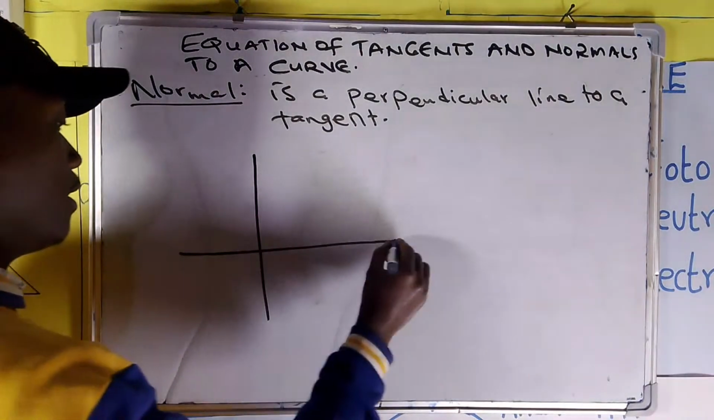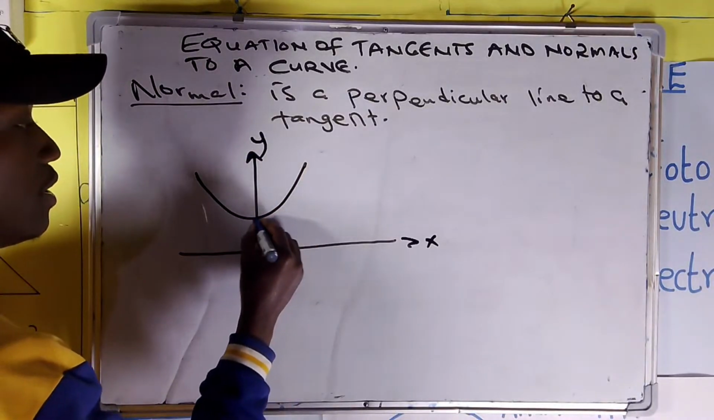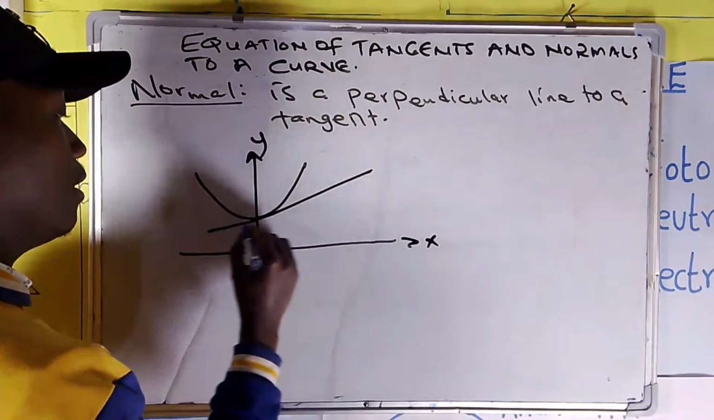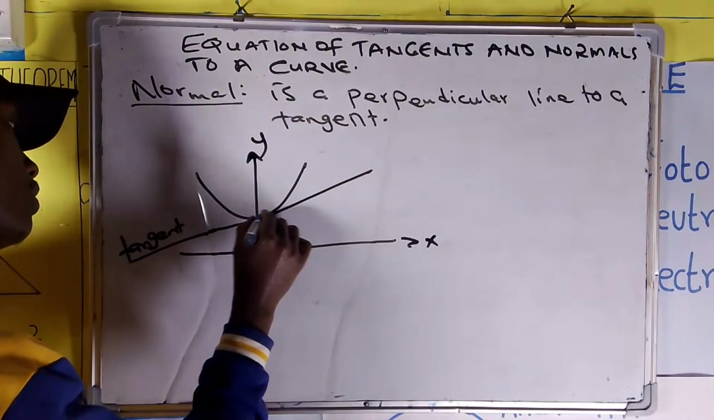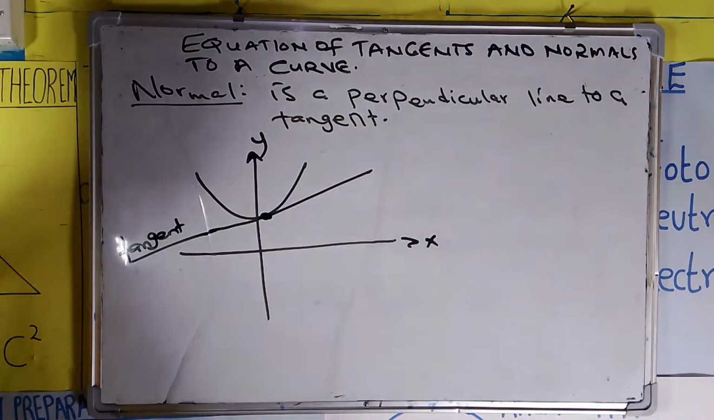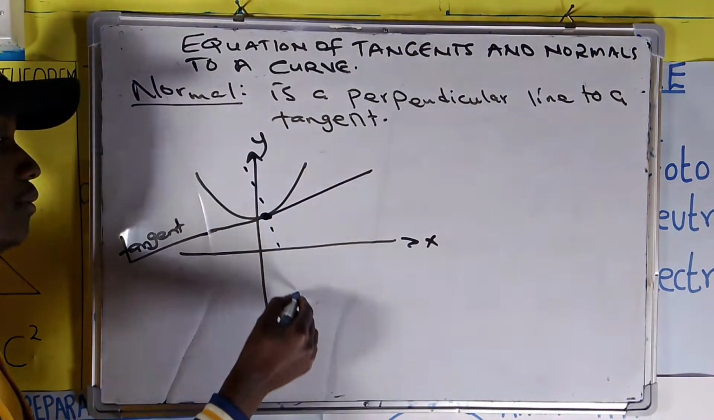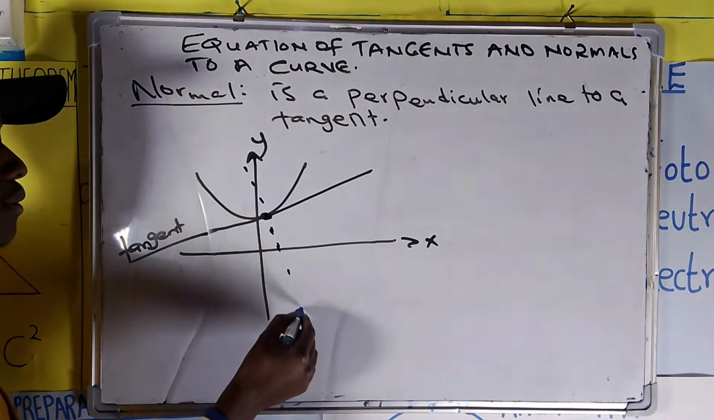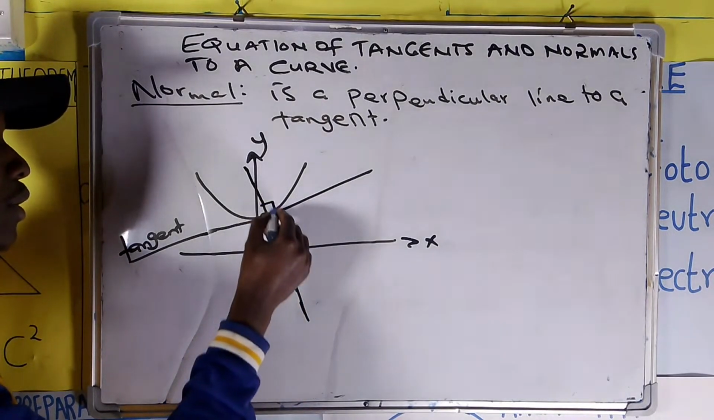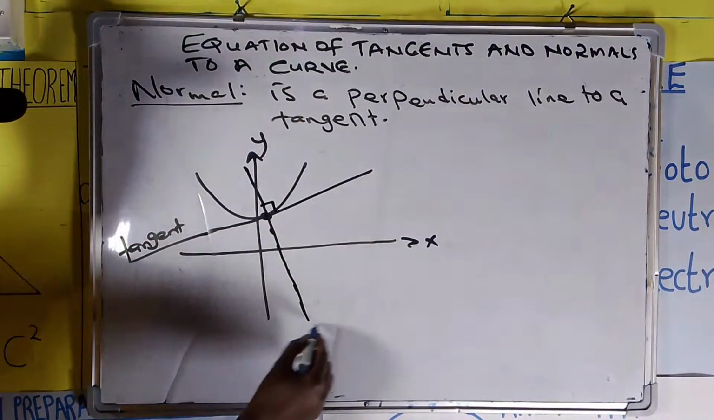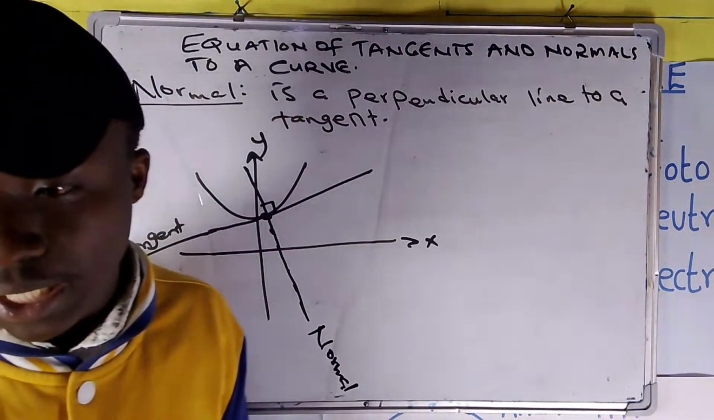So if you have the function x, y, and you have your curve here, and this is your tangent, this is your point of contact, what happens is that a normal is another straight line that is perpendicular to a tangent. When we talk of a perpendicular line, it means that the two lines intersect at right angle at the same point.